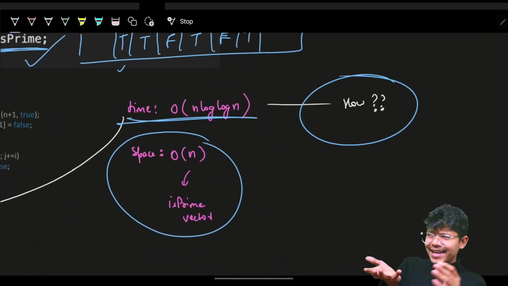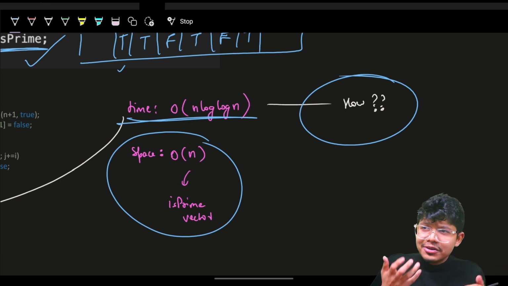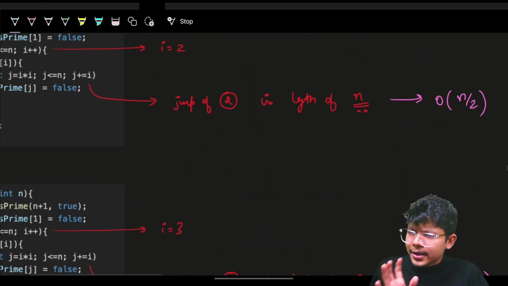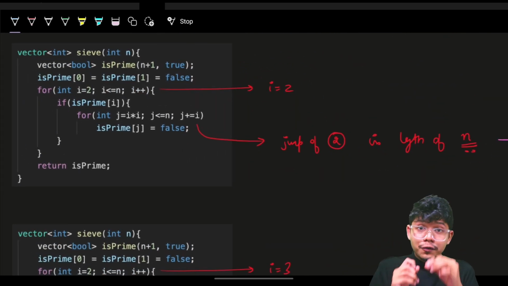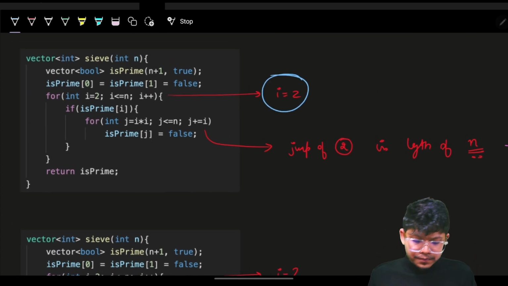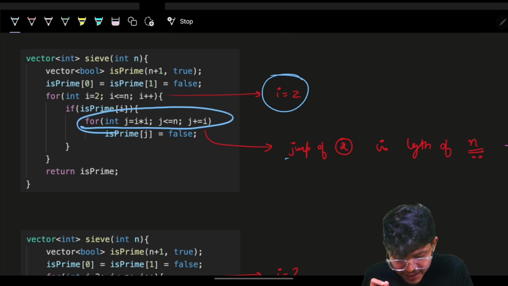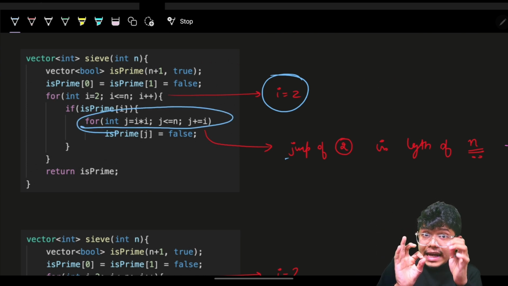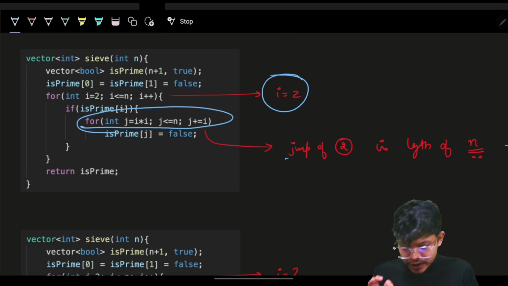I have heard of O of n square, O of n log n. How is it O of n log log n? How is that? So for that, I will show you firstly what is happening at every index. So at I equal to 2, it is kind of going on to the entire array up to the length of n. Again, I'm bifurcating that, and make sure you listen to it very carefully.